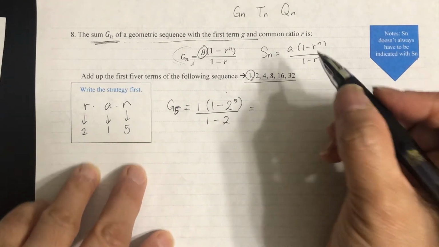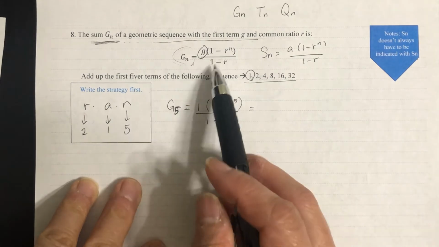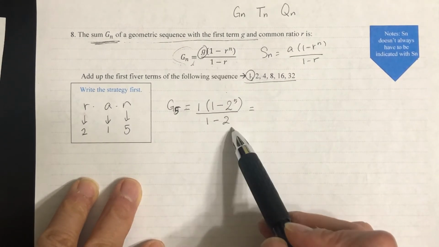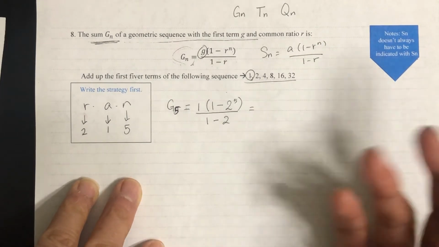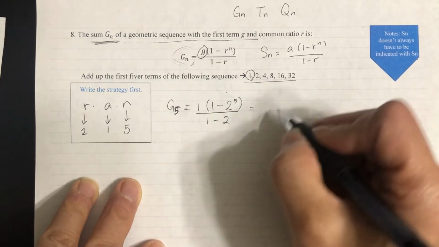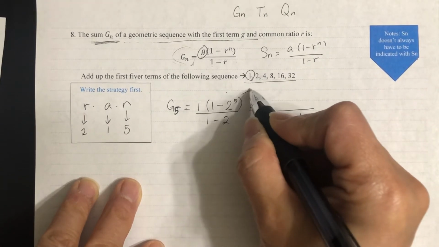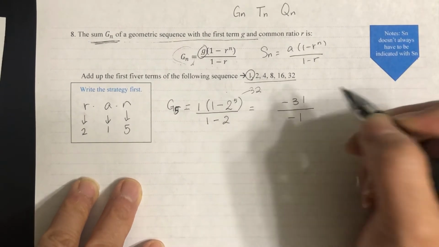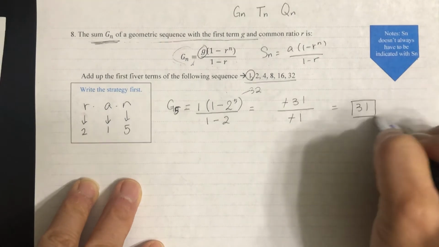Now in this case, r is greater than 1, but they used 1 minus r instead of r minus 1. So this is going to be negative, but it's okay, the top is going to be negative too, so eventually they'll be positive. The bottom one is going to be negative 1. This, I told you, is 32. So 1 minus 32 is negative 31. So they cancel out. The answer is 31. So that was a pretty easy question.